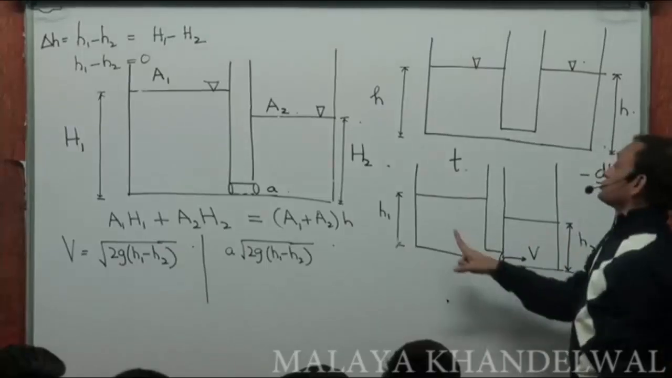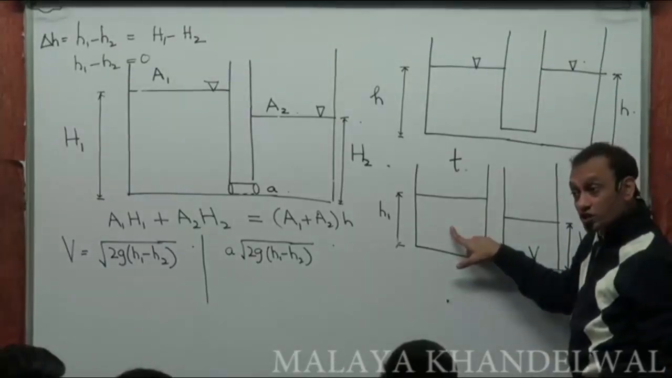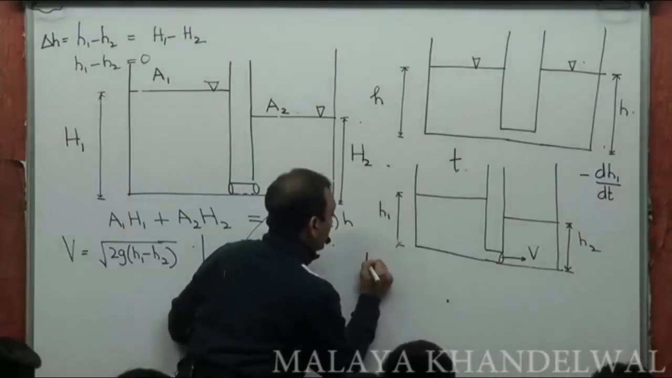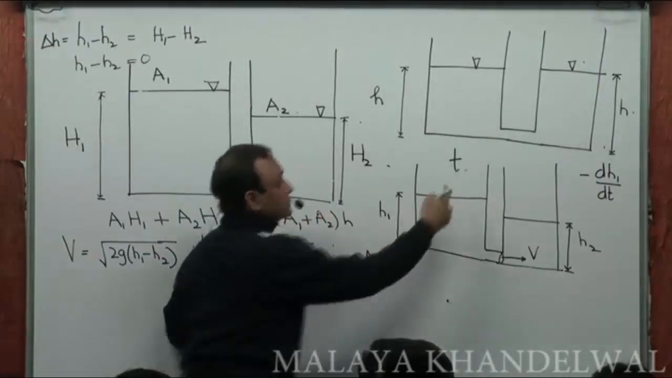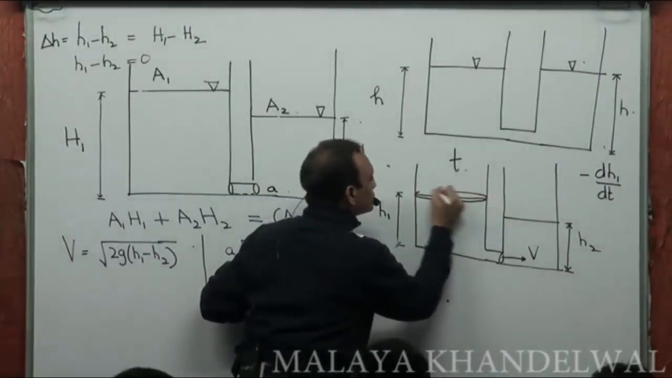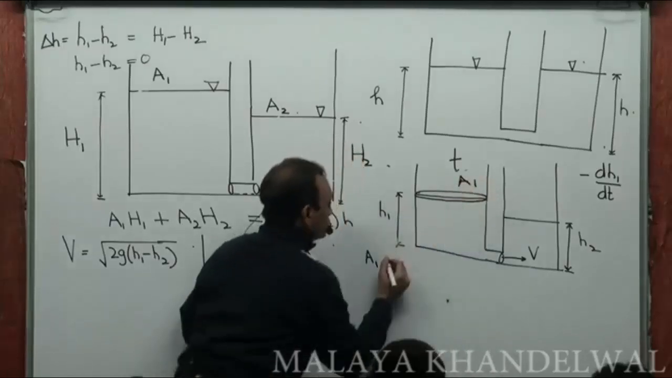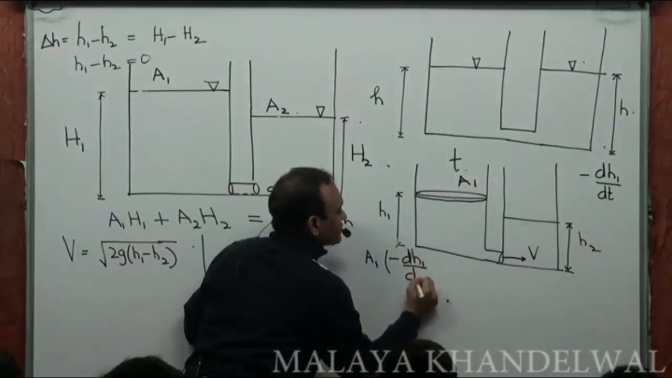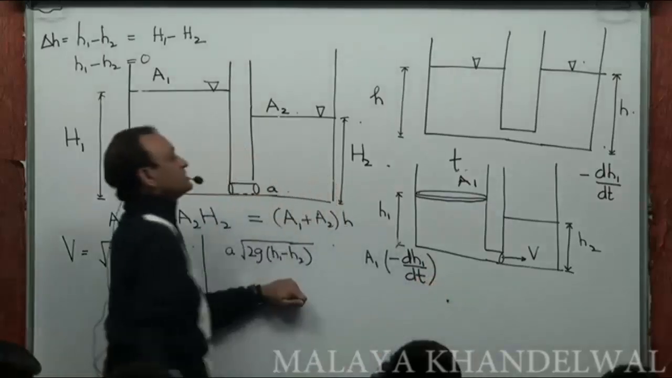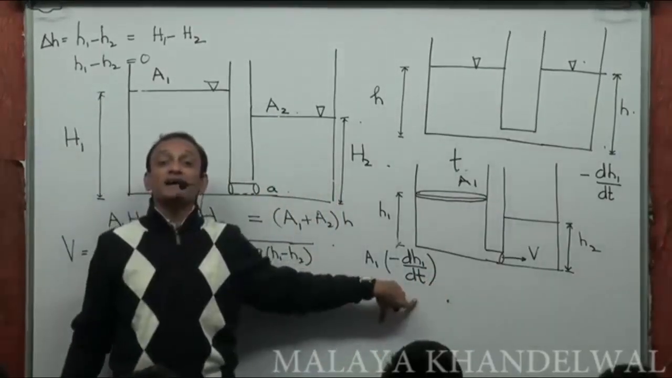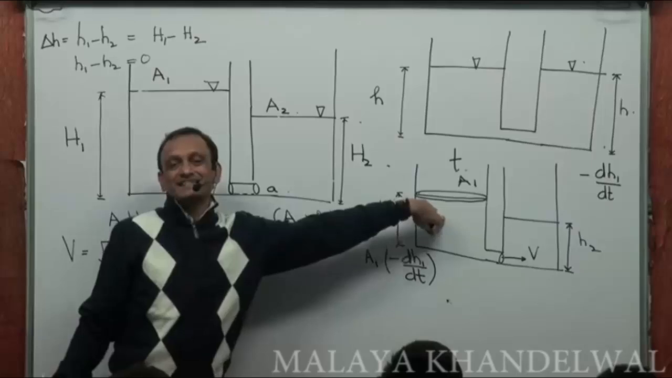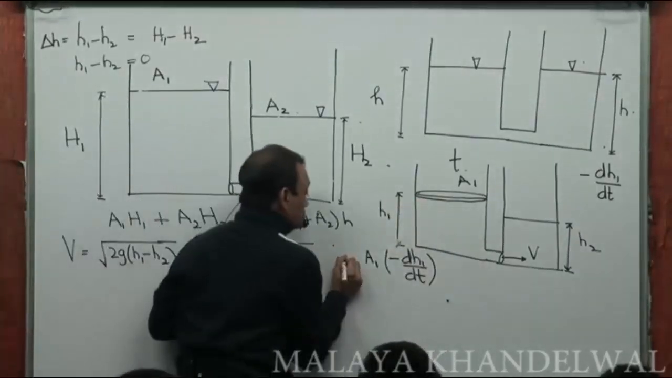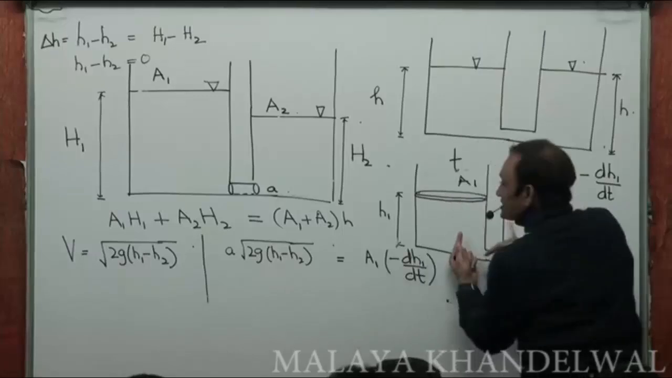So the rate at which the volume decreases in this container is going to be A1, the area of cross section of this container, into the rate at which height decreases. The rate at which height decreases is minus dh1/dt. That's the cubic meters per second decreasing in this container at this instant. Yes or no? Right? And that must be equal to the rate at which the volume is decreasing here.